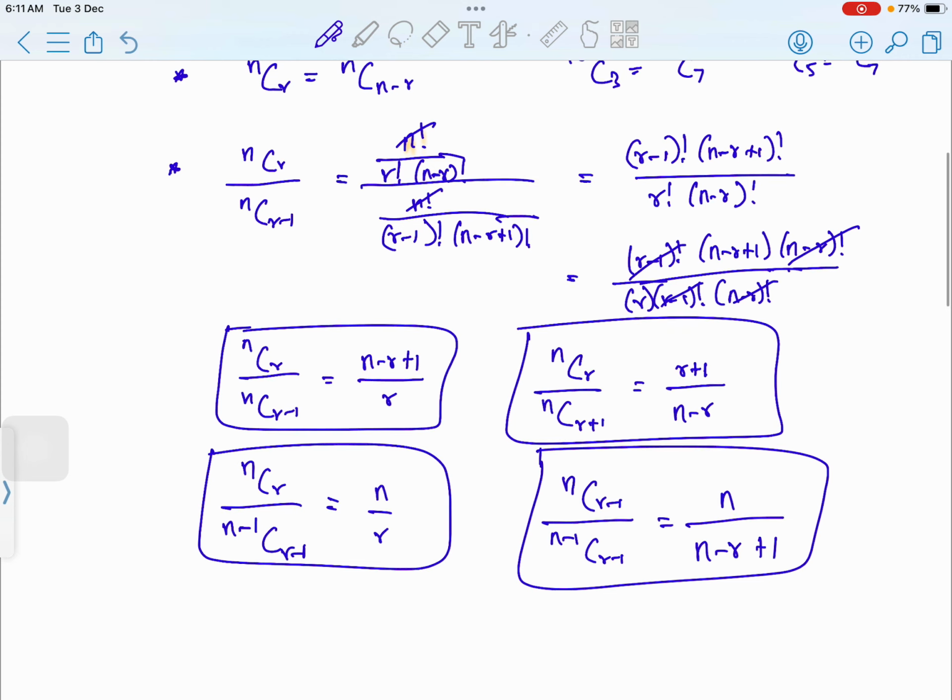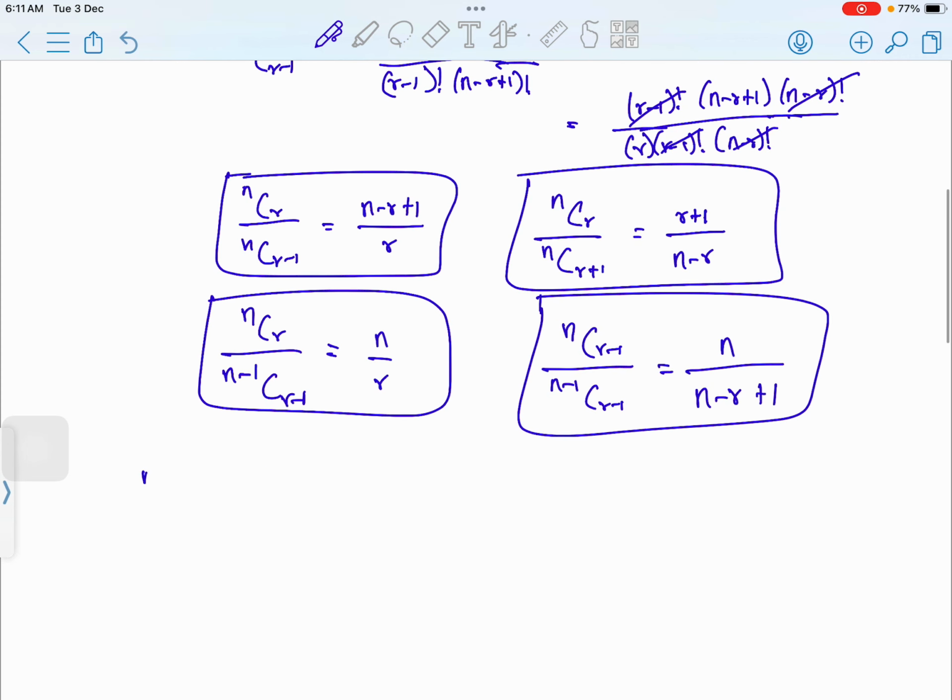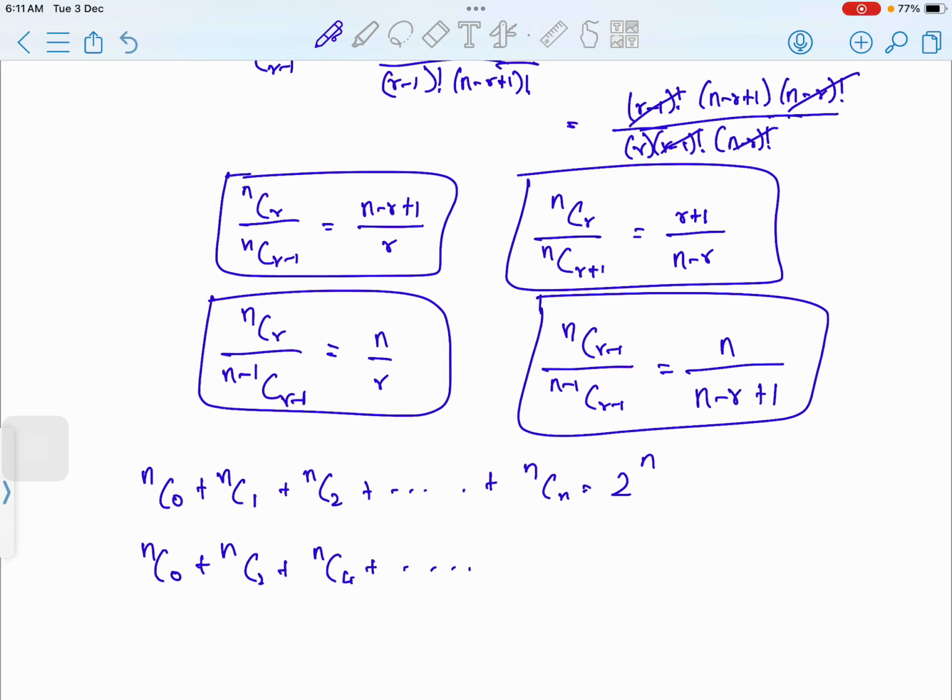So next, when you take nC0, nC1, nC2 till nCn, the sum is 2 power n. And if you take only the even ones, nC0, nC2, nC4, like that till the last even number, it will be 2 power n minus 1. Same thing with nC1, nC3, nC5 onwards till the last number; that is also 2 power n minus 1.